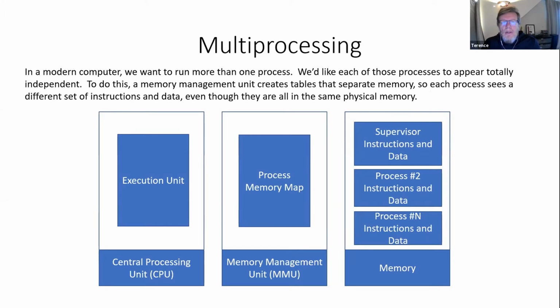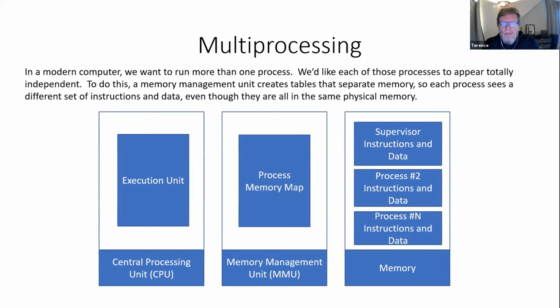So in a modern computer, we want to run more than one process and have the idea of more than one user, which I've put under the larger category of multi-processing. And we'd like each of those processes to appear independent. So in the modern age, you can think of this as processes within an operating system like Windows, or in a more modern sense, this idea of a hypervisor is basically working in the same kind of way.